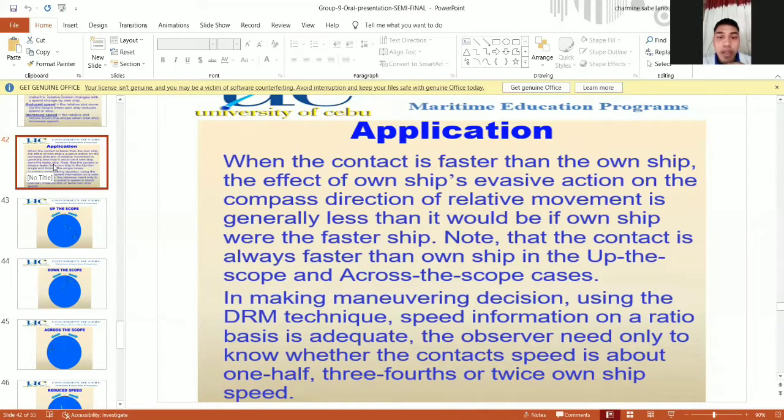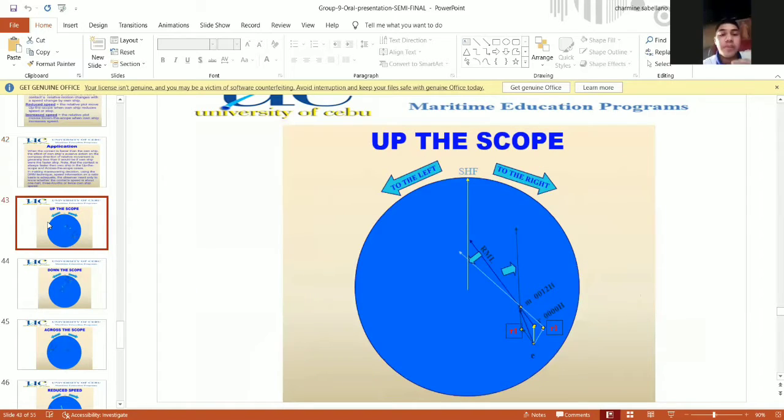Next slide please. Application. When the contact is faster than own ship, the effect of its own ship evasive action on the compass direction of relative movement is generally less than it would be if own ship were the faster ship. Note that the contact is always faster than own ship in the up the scope and across the scope cases. In making maneuvering decisions using the DRM technique, speed information on a ratio basis is adequate. The observer need only know whether the contact speed is about 1/2, 3/4, or twice own ship speed. So next slide please.